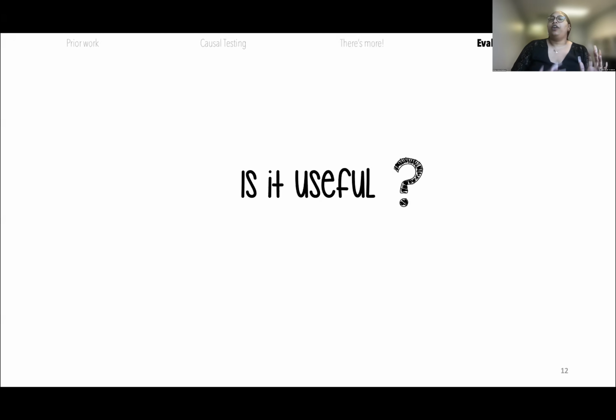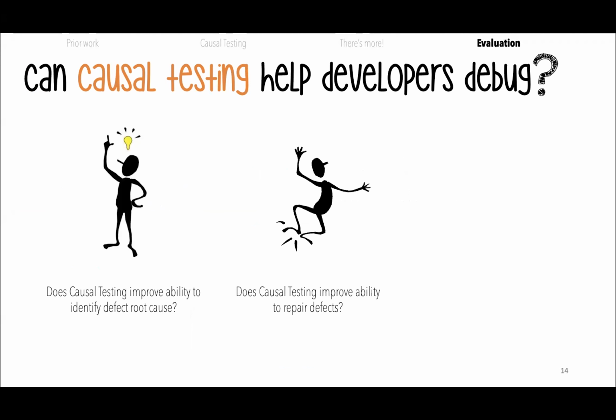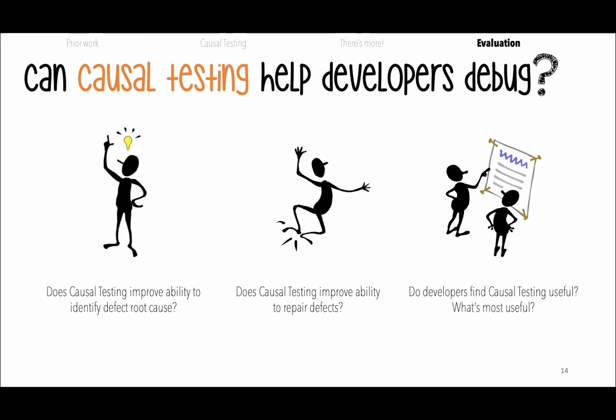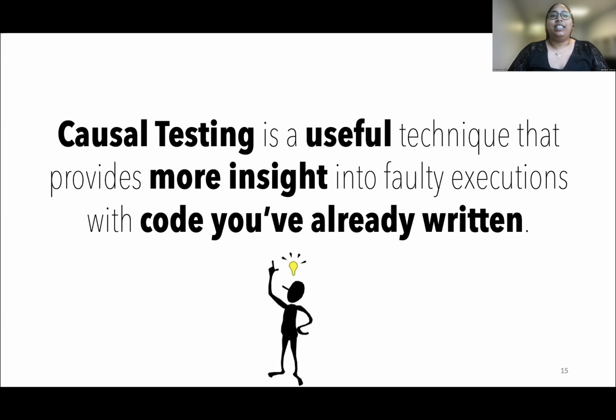But you might of course be wondering, which you should be wondering, is it actually useful? Can I take this technique and do something meaningful with it in practice? We developed a proof of concept implementation to evaluate exactly this, where we found that in terms of improving the ability to detect root cause, fixing these defects, and being useful, causal testing checks all the boxes. More specifically, in terms of being useful, these similar passing tests point to the cause, according to our participants. So in summary, causal testing is a useful technique that provides more insight into faulty executions with code that you've already written.